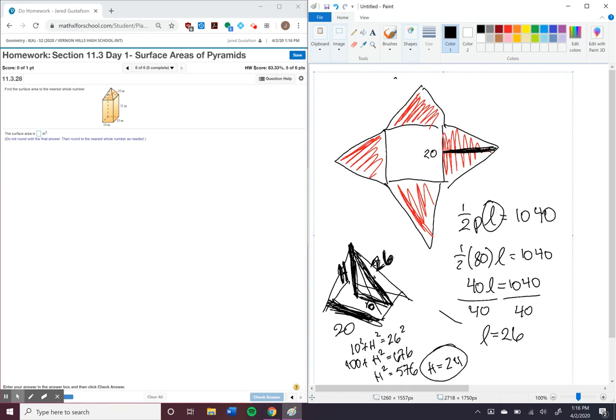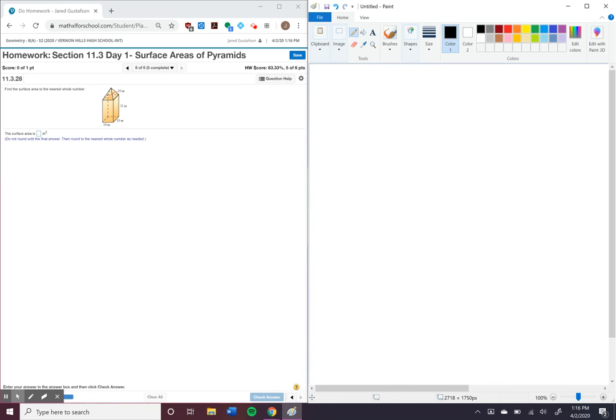All right, final question. Find the surface area. All right, so here's the thing. We have a compound shape right now. We're putting 2 together. This is a little tricky. So we got to think about what areas we have. We have a pyramid, but we don't have its base.